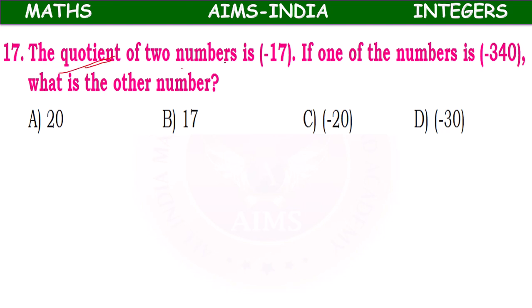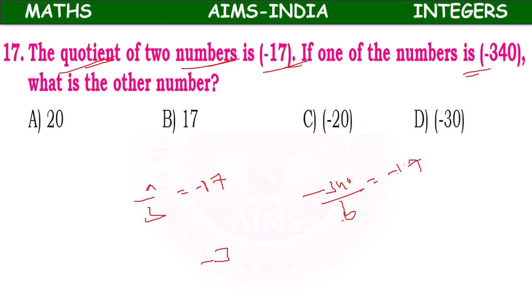The quotient of two numbers is minus 17. Suppose if we have A by B, the quotient of A by B is minus 17. If one of the numbers is minus 340, means if A is minus 340 by B equal to minus 17, then what is the other number? B value we want to find. So B will go right hand side, that right hand side value will come downside. So minus 340 by minus 17 equals to, this B will go up.